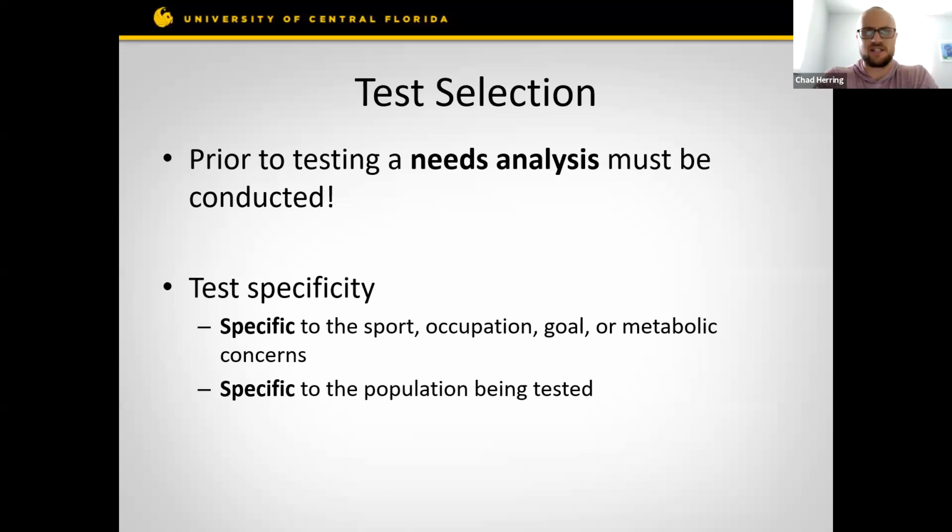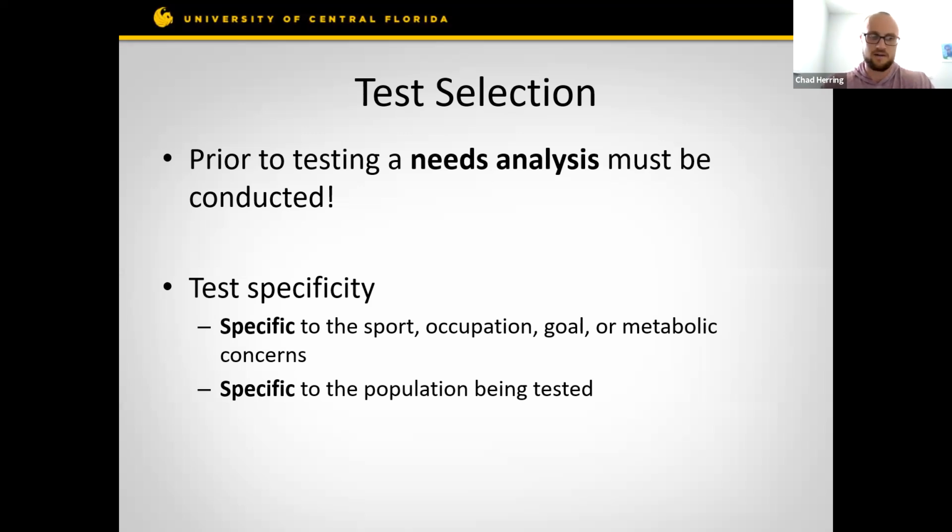All right, so test selection. Prior to testing, a needs analysis must be conducted. And I know a couple weeks ago we hammered home pretty good the needs analysis. But remember, needs analysis is from a group or team level: physiological, biomechanical, injury analysis, and then also from an individual level, primarily focused on injury. So before we even select a test, we have to do that needs analysis.